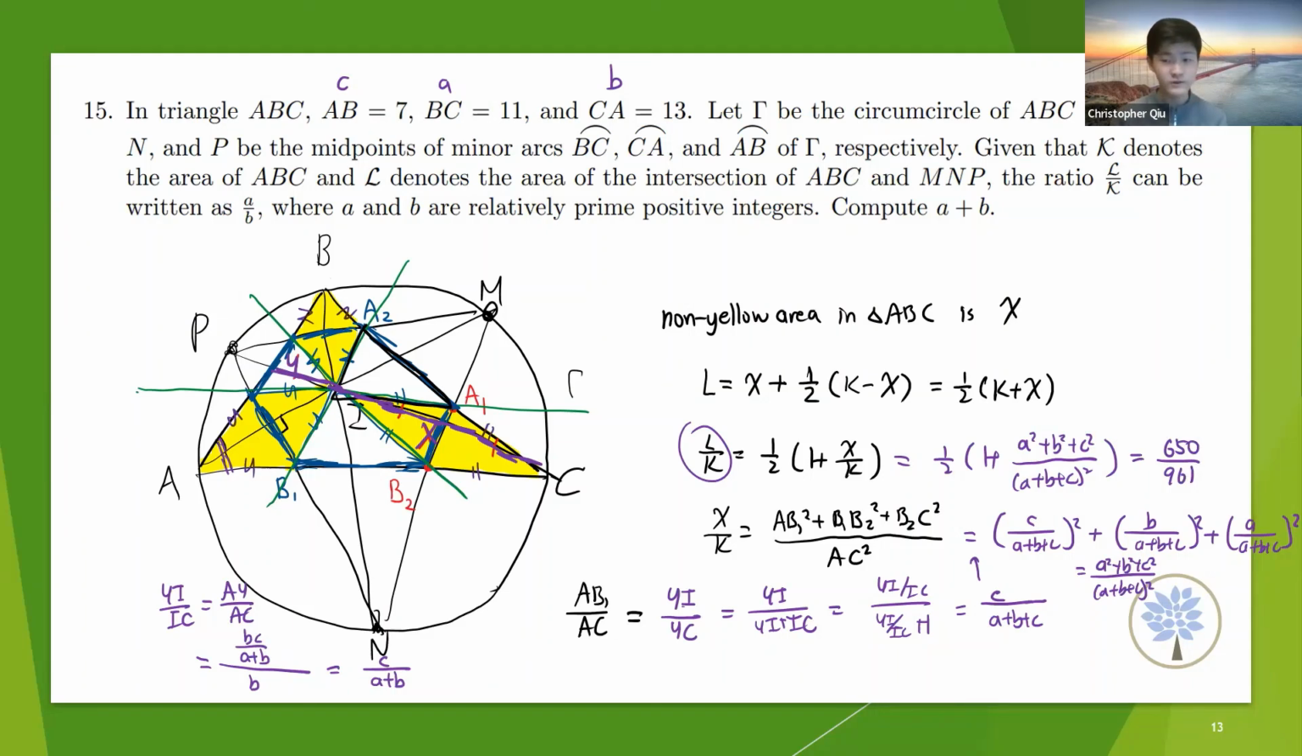So that is our final answer. And so L over K is equal to 650 over 961, just by plugging in A, B, and C. And then what we want to find is 650 plus 961, which is equal to 1,611, and we're done. That is the final problem of the day.